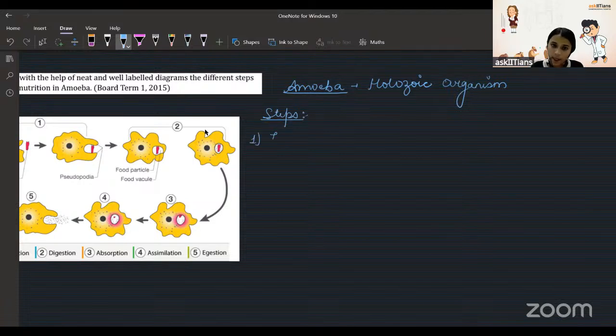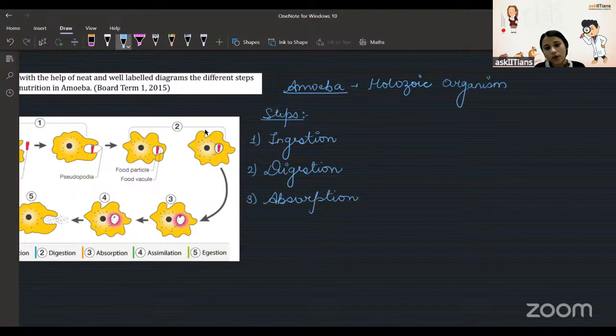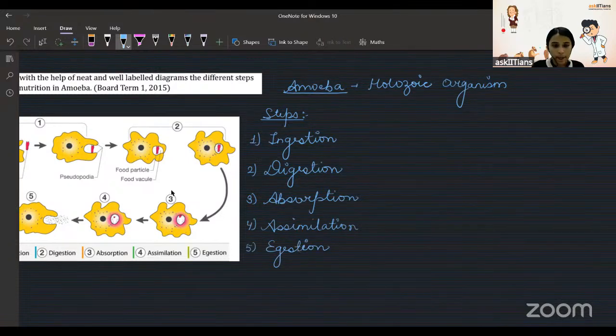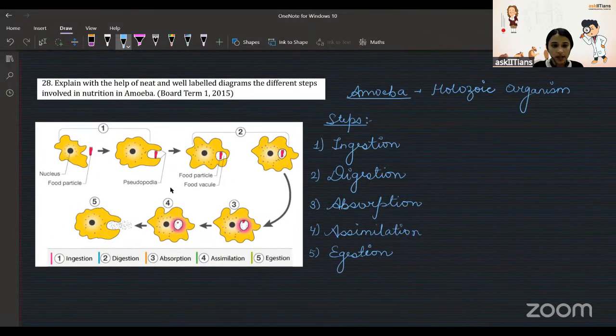First is ingestion. Second is digestion. Third is absorption. Fourth is assimilation. And fifth one is egestion, right?